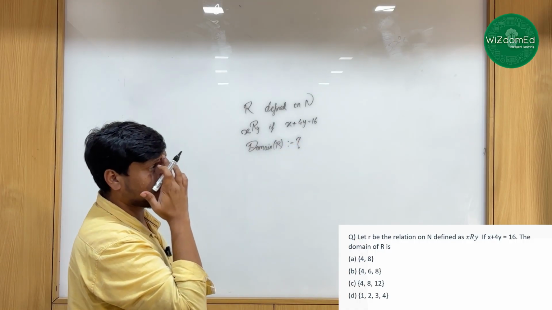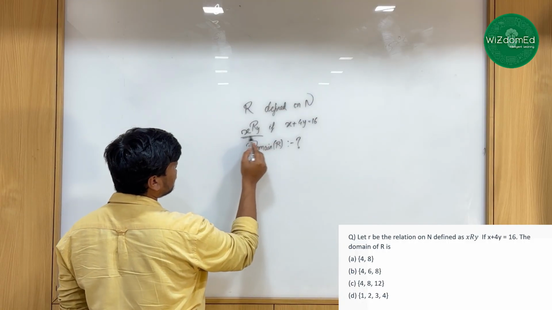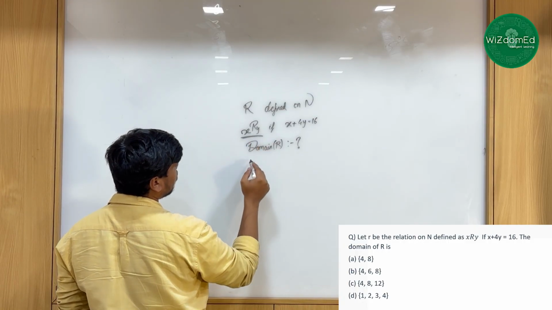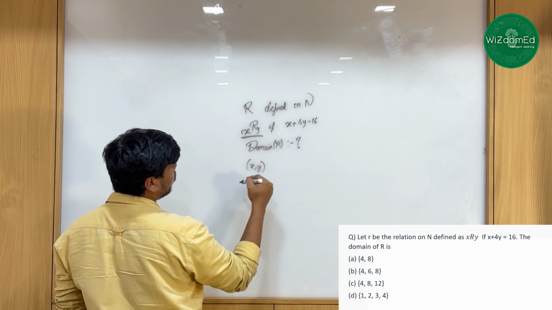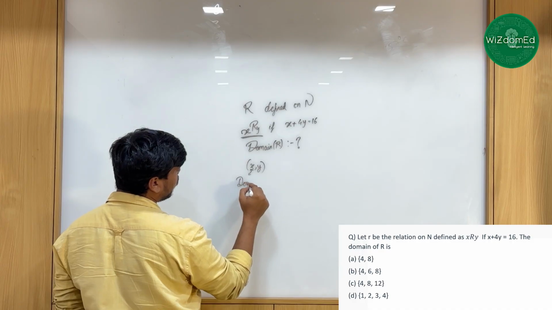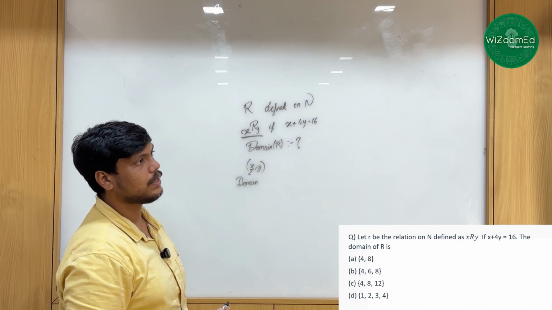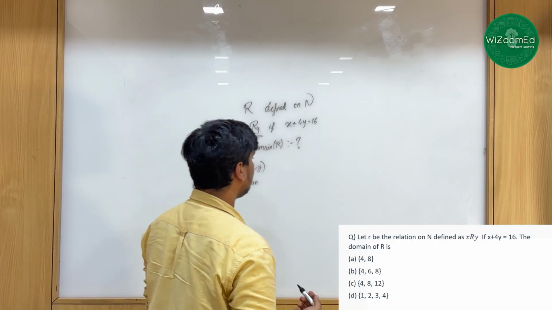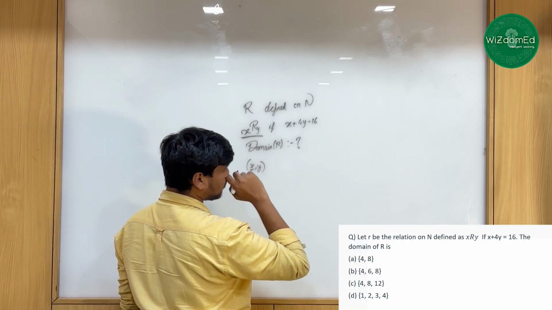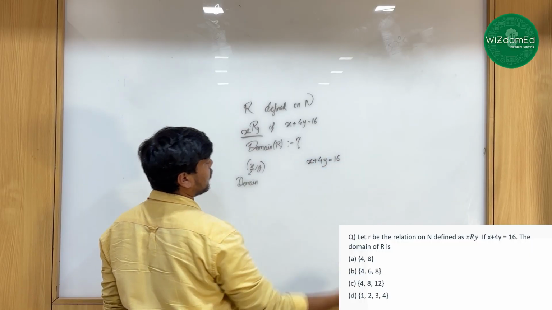Now to do that, first we need to figure out what the domain is. If we take a look here, x is related to y, that means the ordered pair would be x, y, and the first coordinate is the domain for the relation. So we need to find the values of x which we can take in our domain. Now to do that, what can we do? We have the equation x plus 4y is equal to 16.